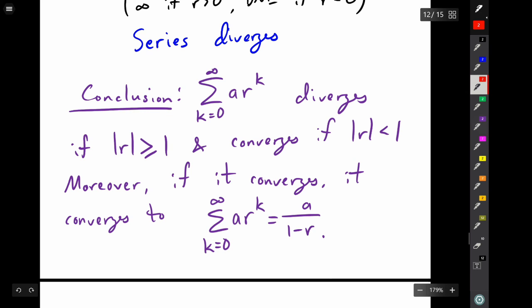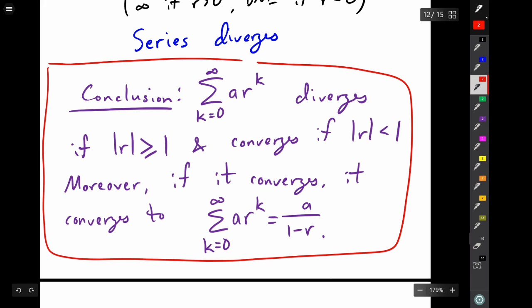Right? So this is quite an important fact here. Right? So we're saying a geometric series diverges if the absolute value of the ratio is 1 or larger, and it converges if the absolute value of the ratio is less than 1.